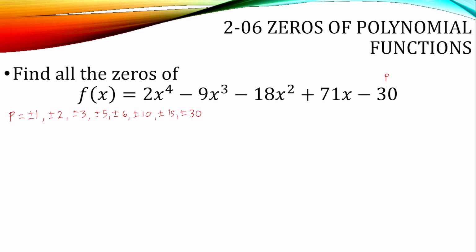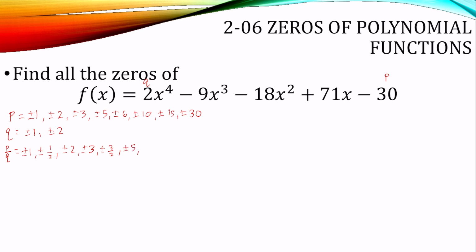Quite the list. Q's are factors of the leading coefficient, which is 2. So that's 1 times 2. So P's over Q's are all the P's divided by all the Q's. So we could have 1 over 1, 1 over 2, 2 over 1, or 2 over 2, which is 1. I already have that. Or 3 over 1, or 3 over 2.